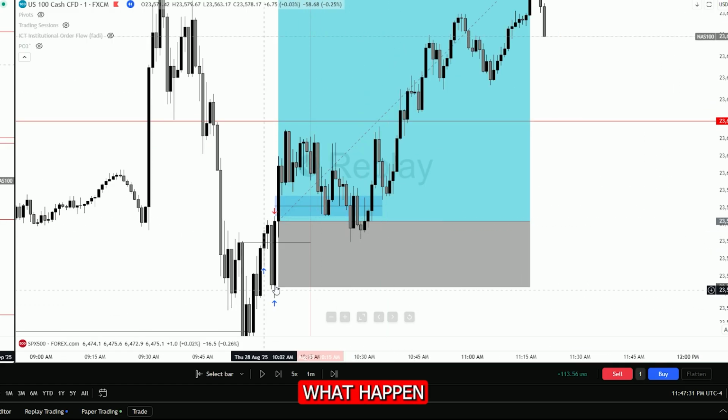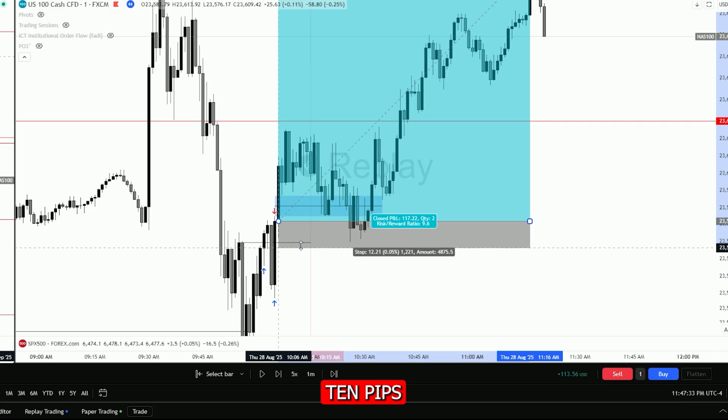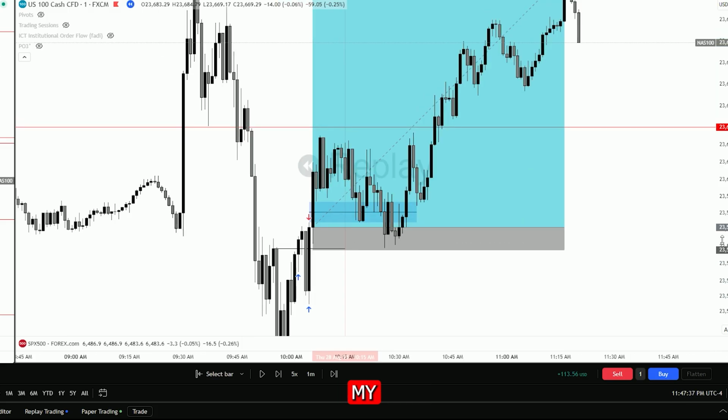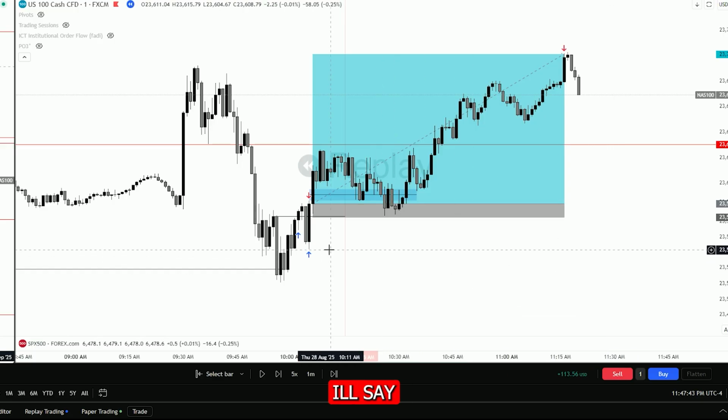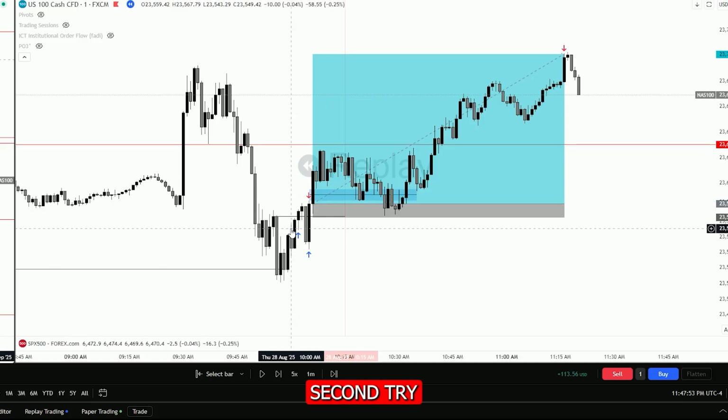Sometimes what happens is, because my stops are like 10 pips, my stop loss gets hit multiple times, but it does not make me FOMOic or greedy, because I know the precision in the market and I know the structure mapping of Nasdaq. So I usually go for a second try as well.